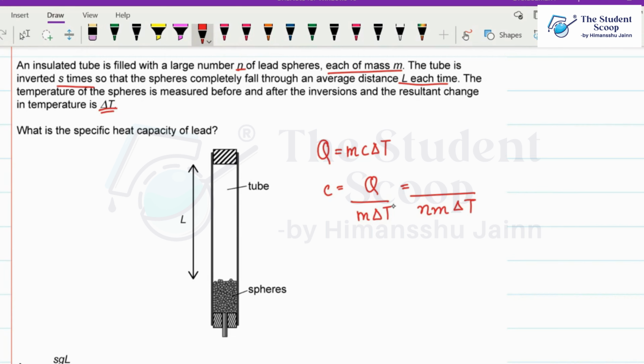Where is the heat coming from? The heat is coming from the gravitational potential energy, as the marble of mass m falls through a distance l each time. So basically, I can take mgh.